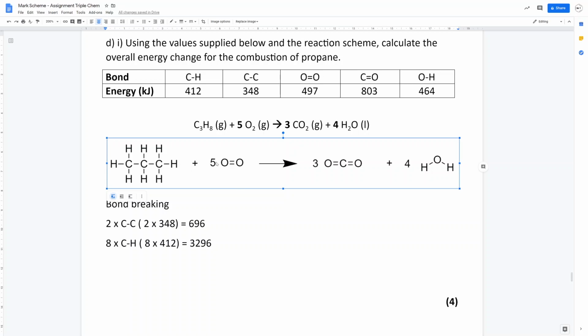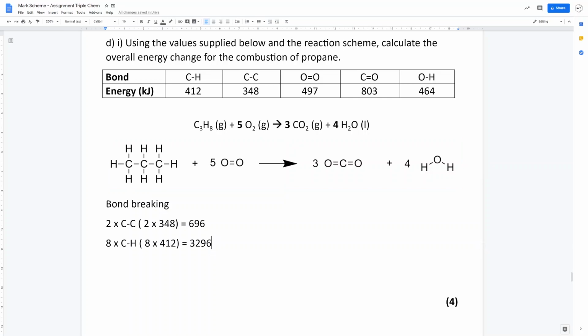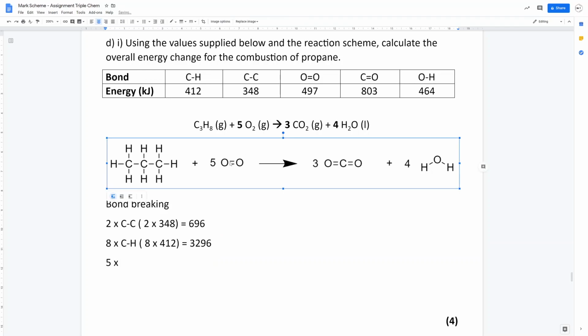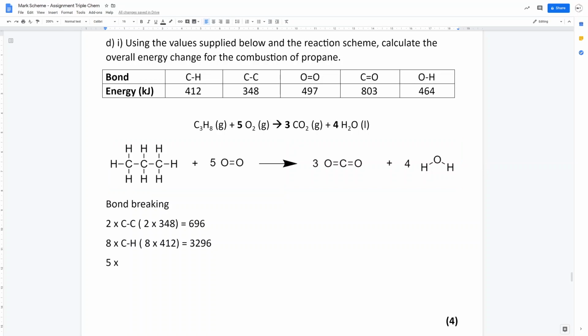So now I've got 5 of these O to O double bonds. Because they're a double bond, you don't need to double them, you just need to use the correct value for the double bond in the table, which is this one here. Okay, so we've got 5 because there's a 5 in front of it. Remember, you've got to use those balancing numbers in front of it. 5 times O to O, that's a 0, O to O. So that's 5 times this 497 value here.